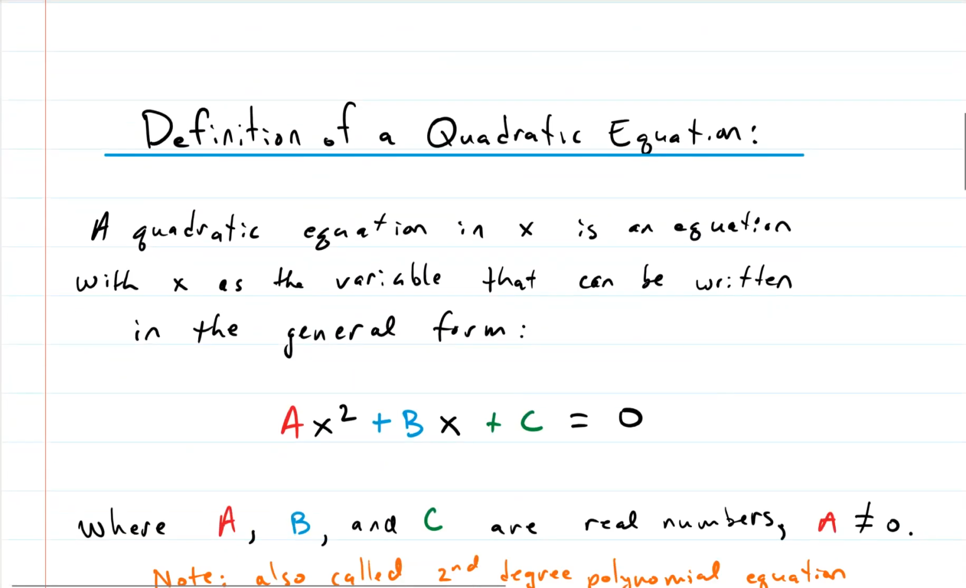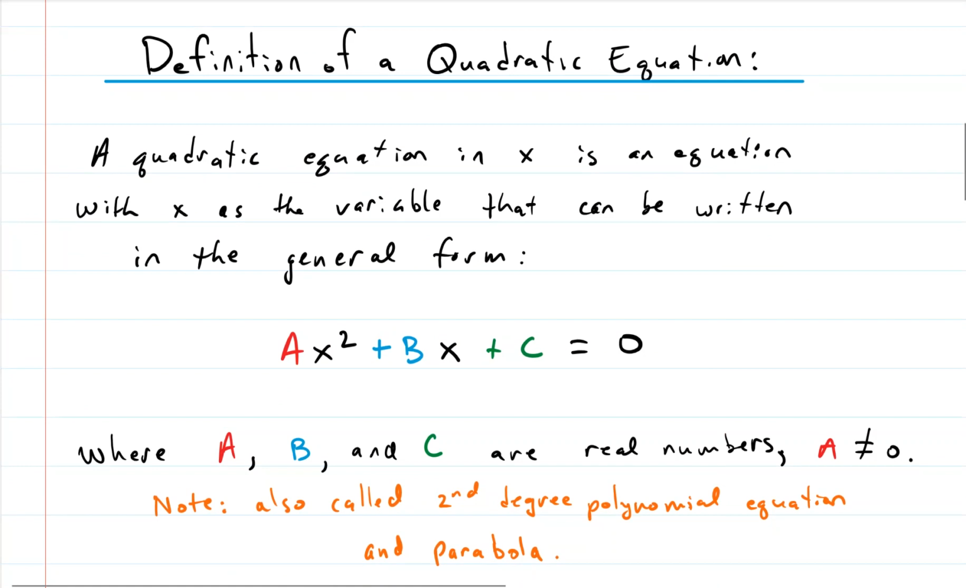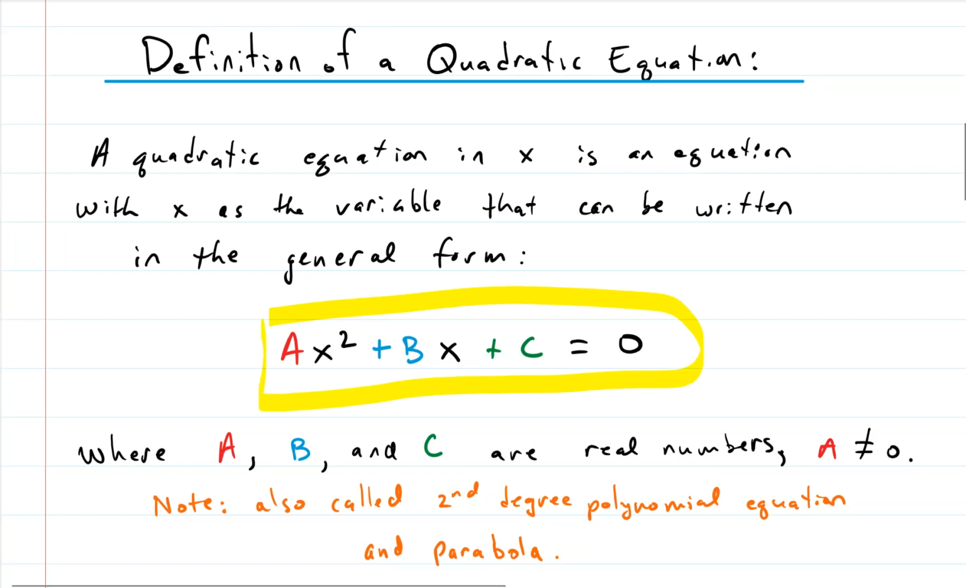All right, let's start. Definition of a quadratic equation. So a quadratic equation is just an equation with x as a variable, or it could be something else, but a quadratic equation oftentimes in algebra will have x, and it can be written in this general form, ax squared plus bx plus c, where the a, the b, and the c are real numbers, and the first one, a, can't be equal to 0, or this first term is gone, the ax squared is gone, and you no longer have a quadratic, you have a line. So they are also called second-degree polynomials, and they're also called parabolas.